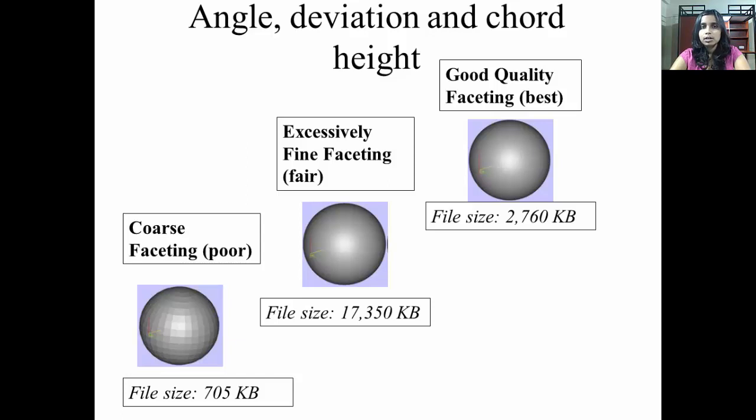Actually in this, the angle and deviation are very small, and the chord height is also small, therefore it produces very fine faceting. We don't need such fine faceting, because it will take more time and cost to create the 3D part. Then next is good quality faceting. By adjusting these three factors, angle, deviation and chord length, we can achieve good quality faceting, with a file size much smaller than that of the fine faceting, which is 2.7 MB.